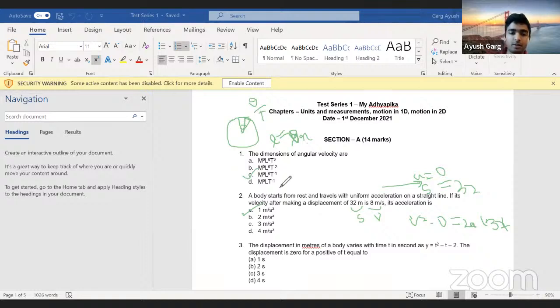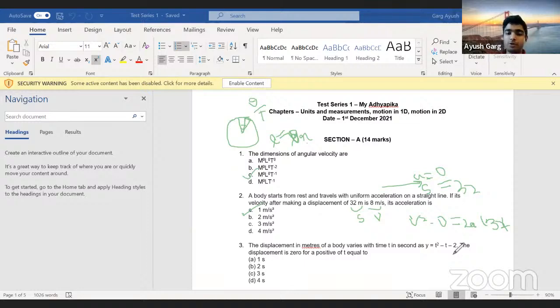Okay, let's go to the next one. The displacement in meters of a body varies with time t in seconds as y is equal to t square minus t minus 2. The displacement is 0 for a positive t equal to. So what do you understand by this question? The displacement, which is, let's say, s, or here it's given as y, is given according to a particular function of time t. Now, this is not really a uniform motion. It is straight line motion, but it's not a uniform motion.